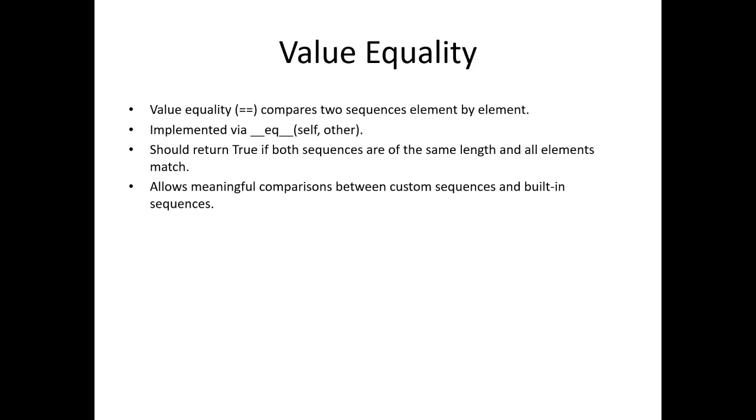Value equality. Value equality with equal-to compares two sequences element by element. This is implemented by __eq__(self, other). The method should return True if the two sequences are the same length and the elements match in order. Supporting this allows your class to integrate naturally with the other sequences, the built-in ones.